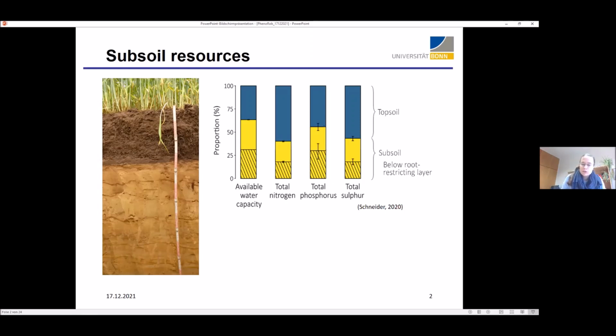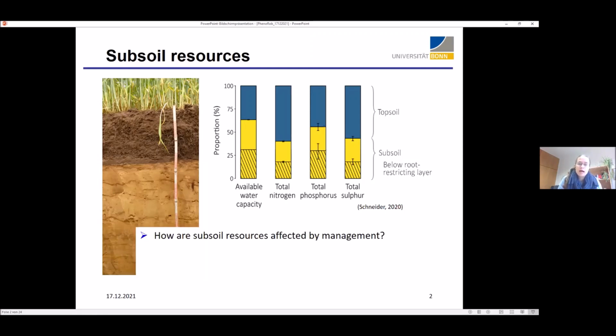So what I want to address during my talk today are basically three different questions. The first one is, how are these subsoil resources affected by what we are currently already doing in terms of agricultural management? What can we do to alleviate these root restrictions to root growth? How can we make the subsoil resources more accessible?